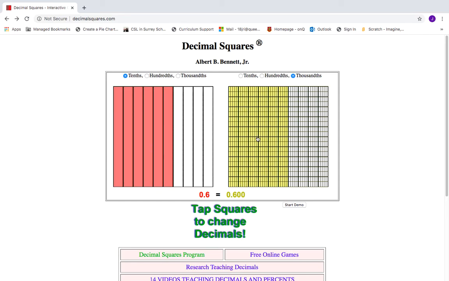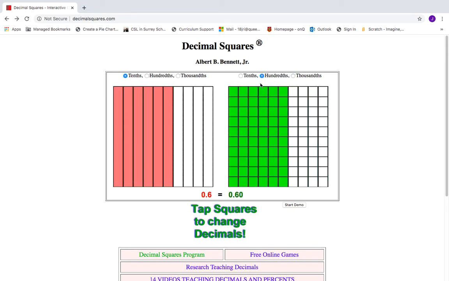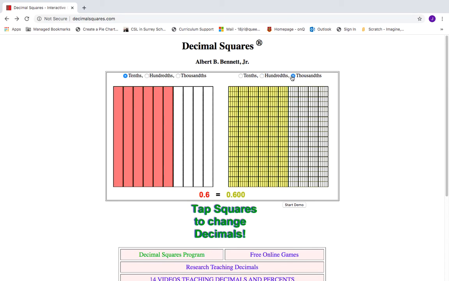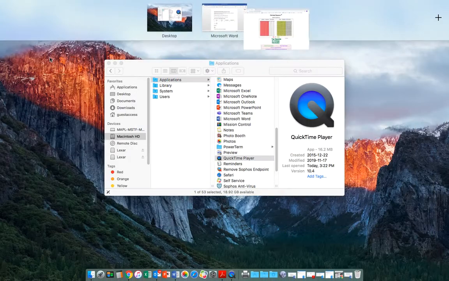Now, these are equivalent decimals, 0.6 and 0.600. The only difference here is this square is chopped into big pieces of 10, and this one is chopped into little pieces of 1,000. It could also be hundreds, and nothing would change. It'd just be 60 out of 100. So 60 games out of 100 they win. So this is what I mean by equivalent decimals.